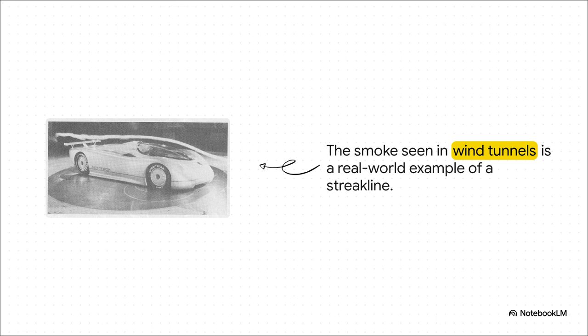When you see this iconic picture of a car in a wind tunnel, what you are looking at are streaklines. And here's the crucial part. If that flow is unsteady, you have to remember that those lines of smoke are not the path a single particle is going to take, and they're not an instantaneous picture of the whole flow field.